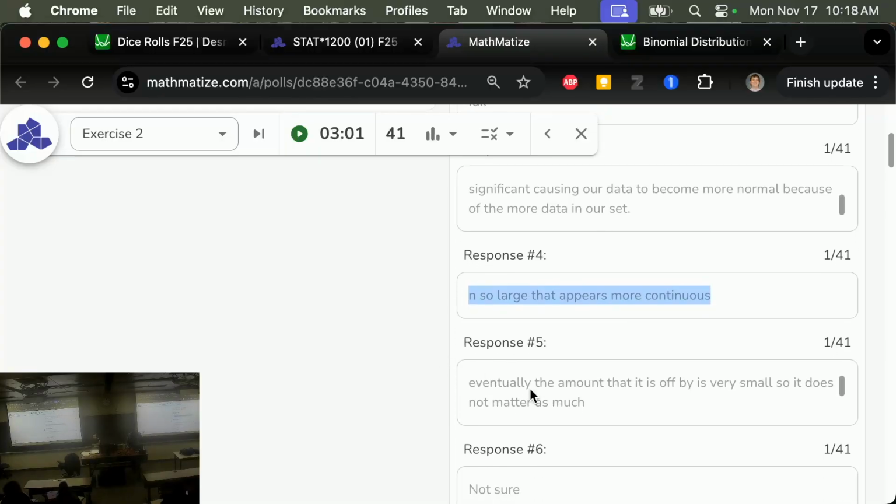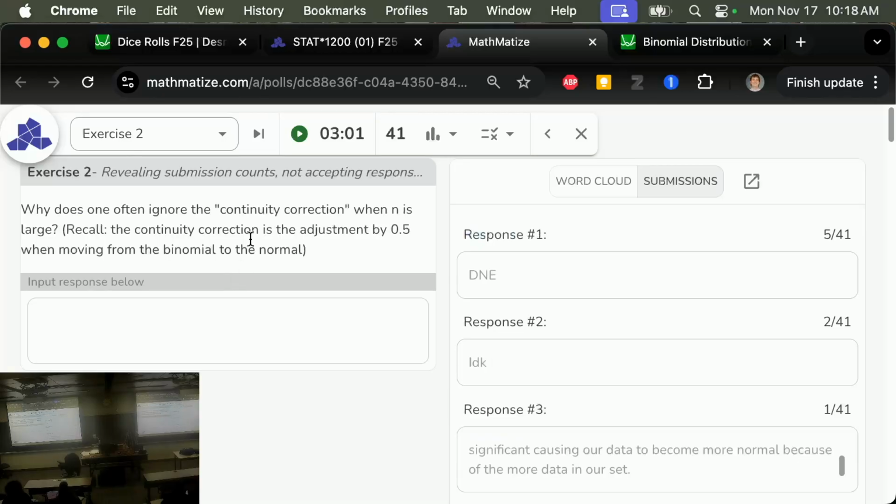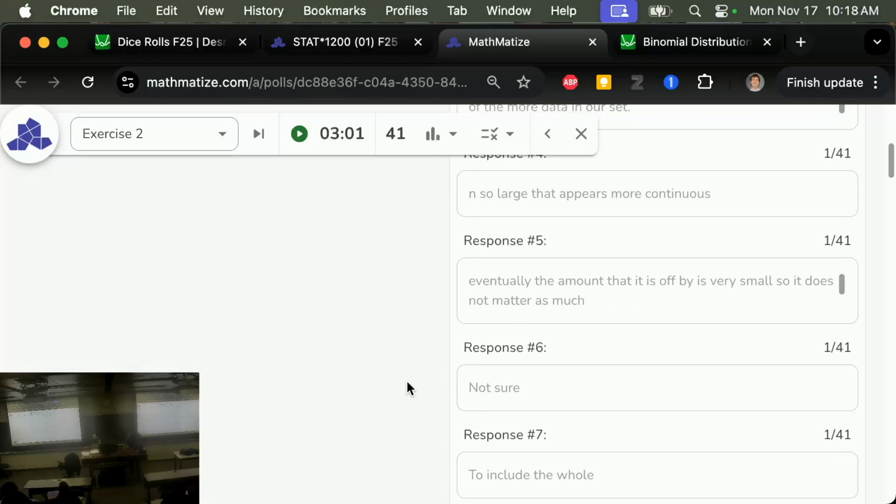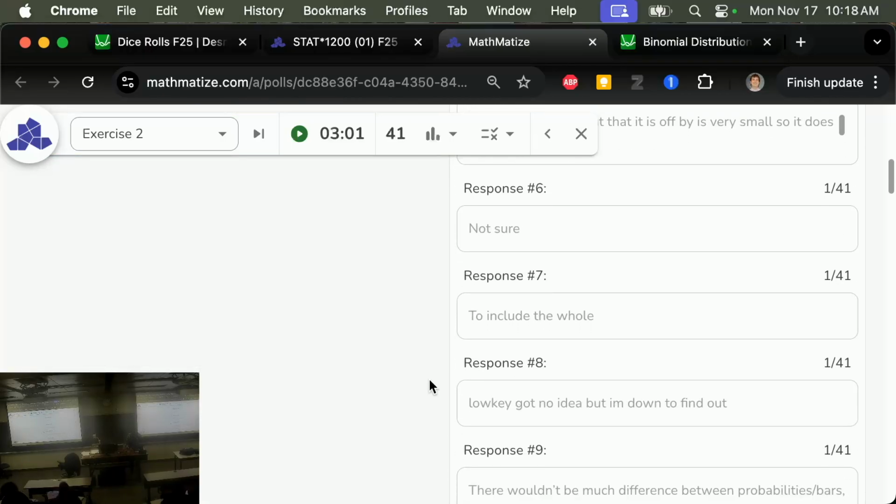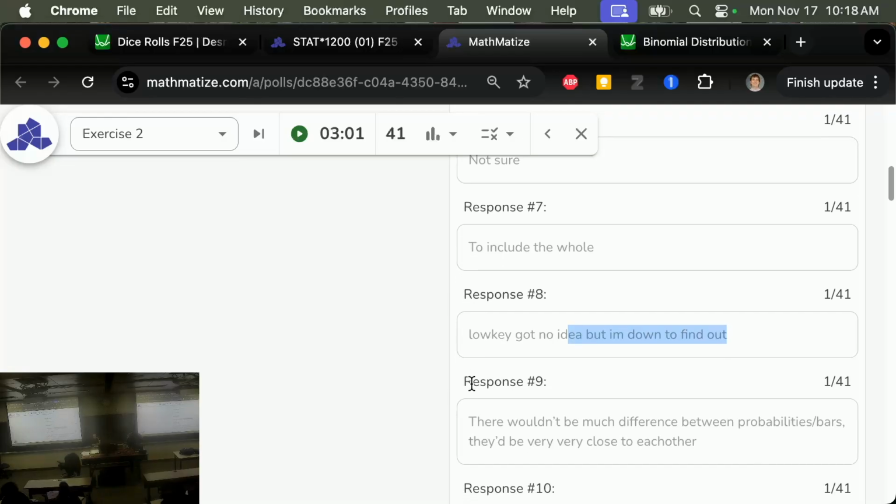But why does it matter? "Eventually, the amount is off by a very small amount." So somehow the error is small. This is the real answer. Why do we ignore it? We ignore it because the error is small. But why is the error small? Did anybody say why the error is small? Amazing. That's why we go to class.